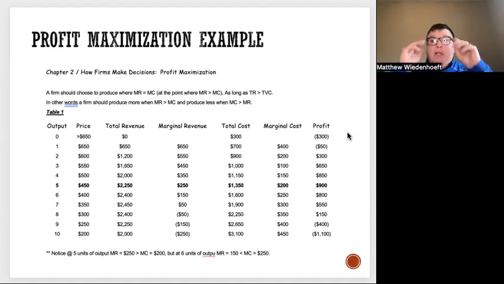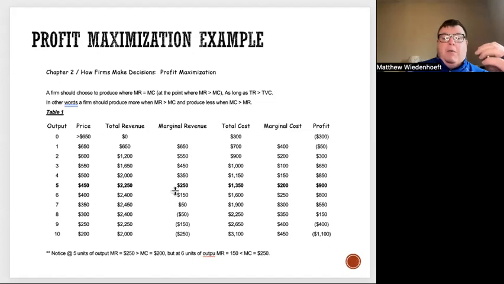I'm going to put these back on. I know there's a light glare, but my screen's kind of small, so I want to be able to read this perfectly. But remember, we're going to look where marginal revenue equals marginal cost. That's why this fifth line is highlighted. Notice at five units of output, marginal revenue equals 250, which is greater than marginal cost. But at 6, marginal revenue is 150 and marginal cost is 250. So going from 5 to 6 actually costs us more.